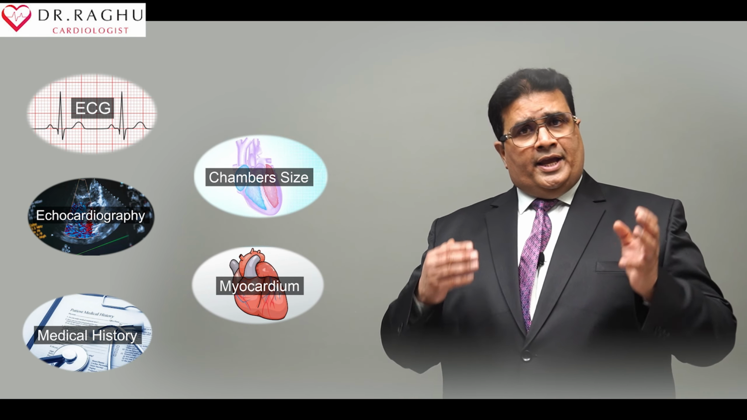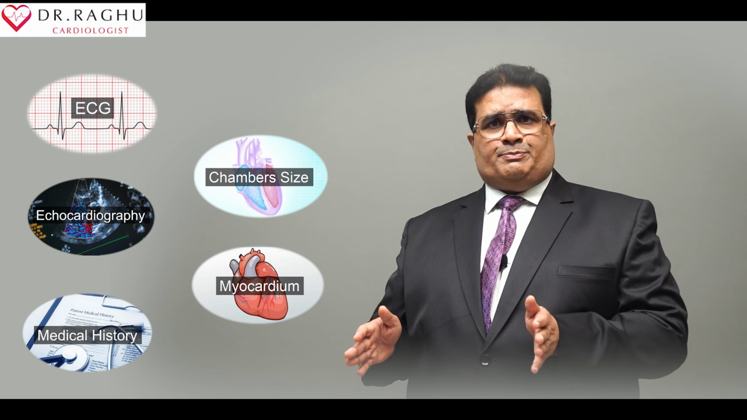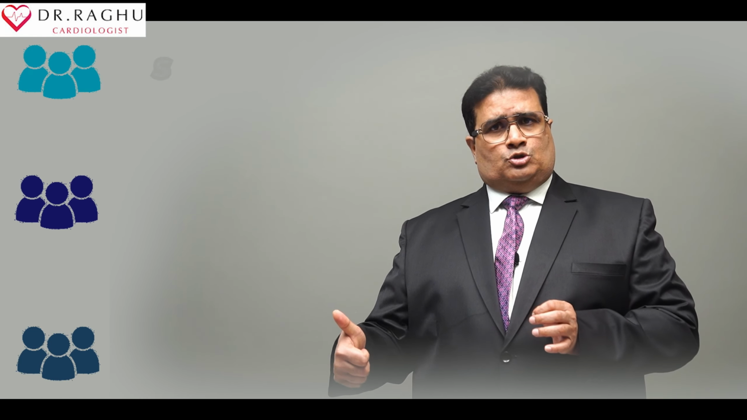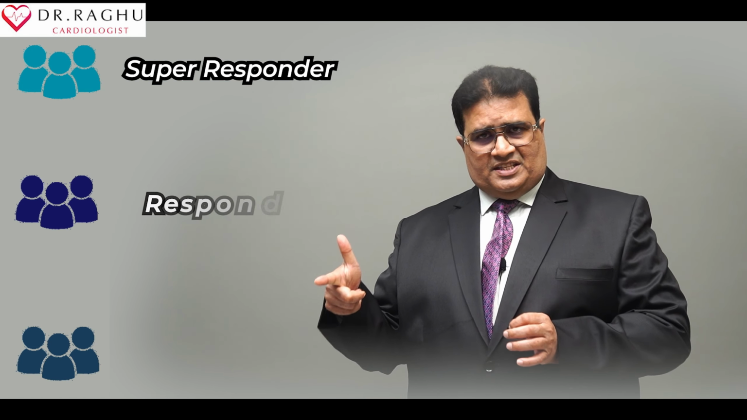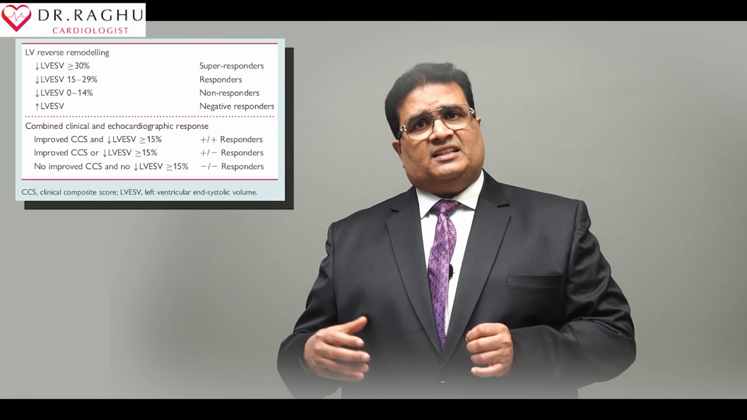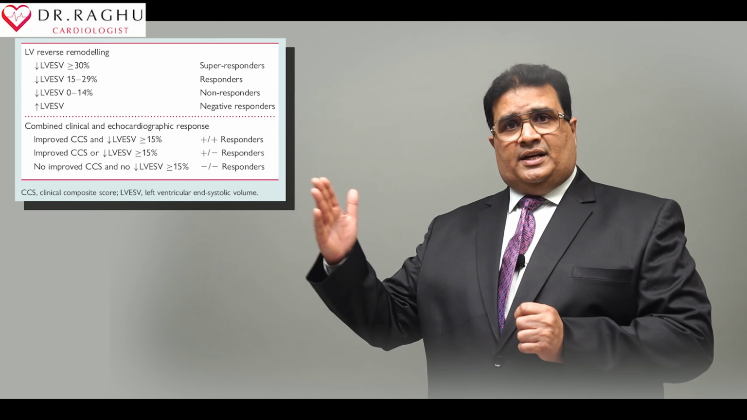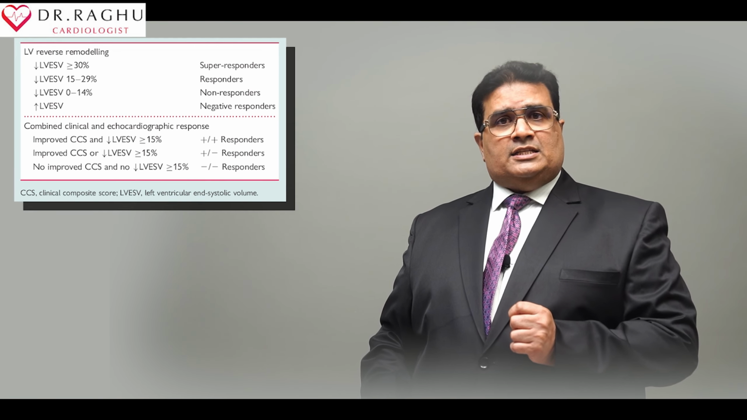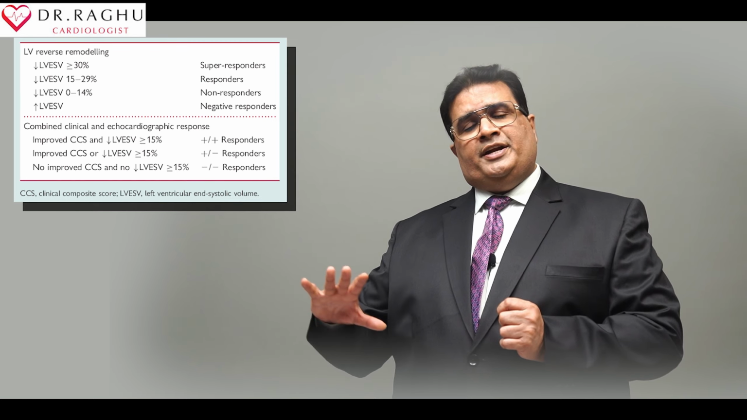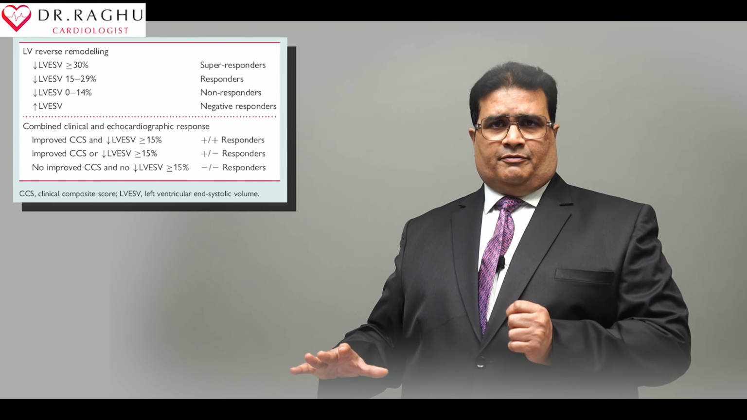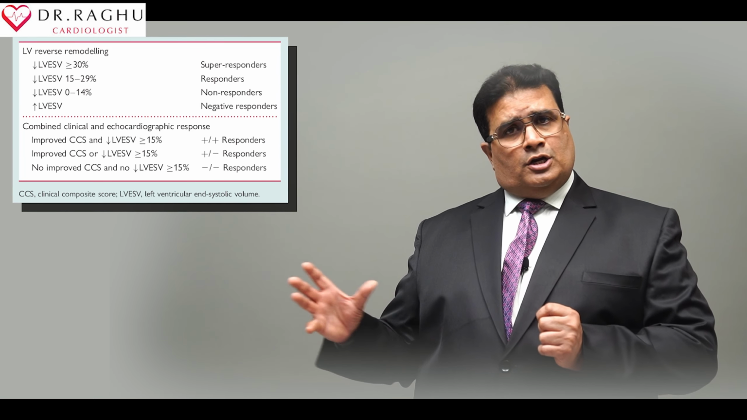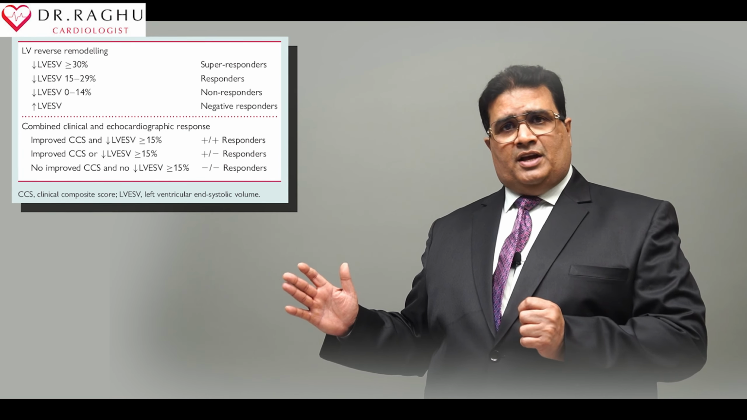Based on that, we can identify and categorize the patients who are going for the pacemaker into 3 main groups. The first group is the super responder, the second group is the responder, and the third group is the non-responder. Super responders are the group where we can expect a 30 to 40% improvement in the heart pumping ability. Whereas in responders, we can expect about 20 to 25% improvement of the heart function, whereas non-responders might not show such a dramatic improvement of the heart pumping.